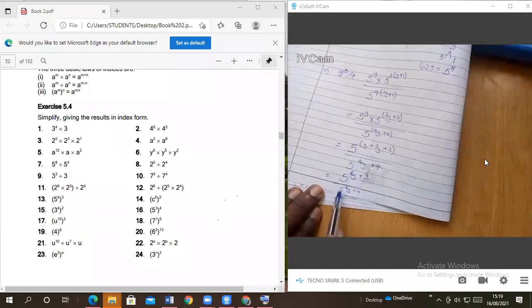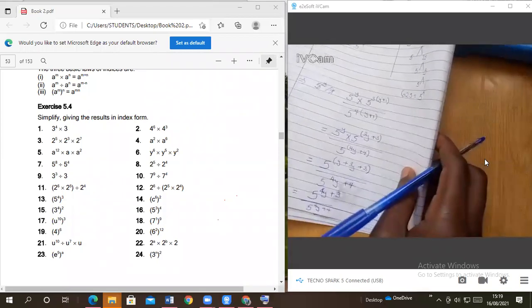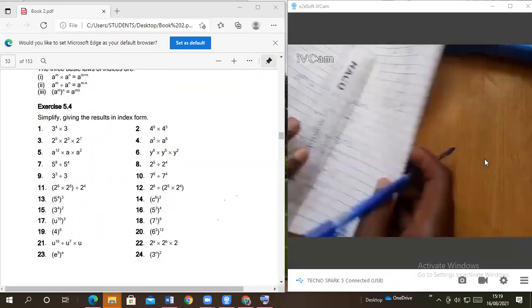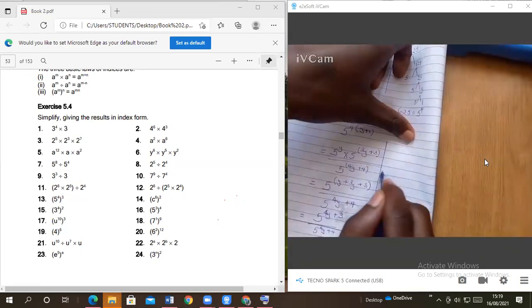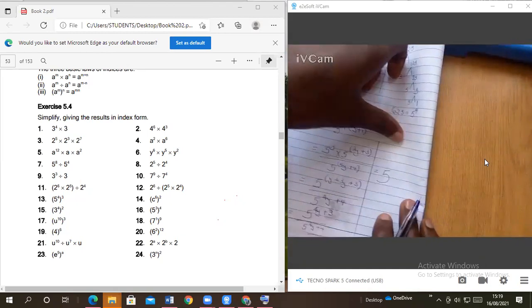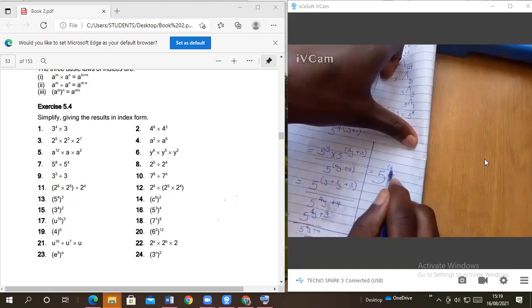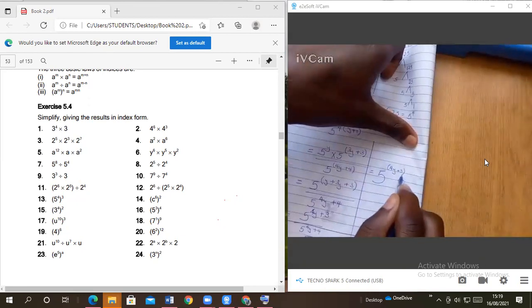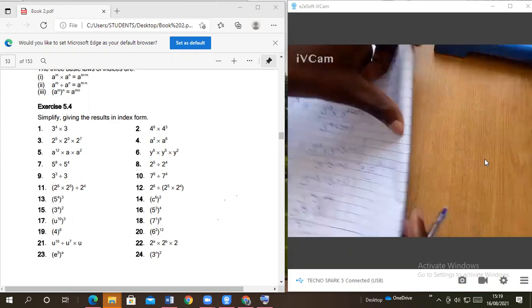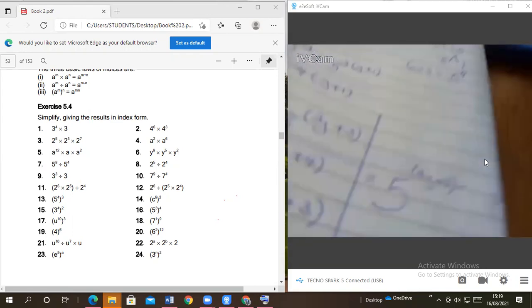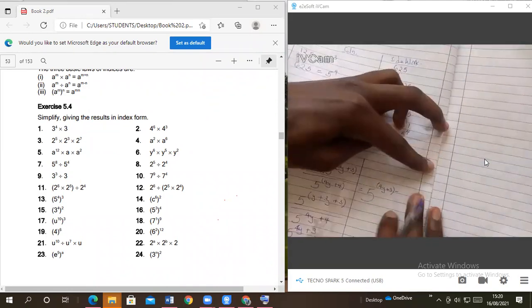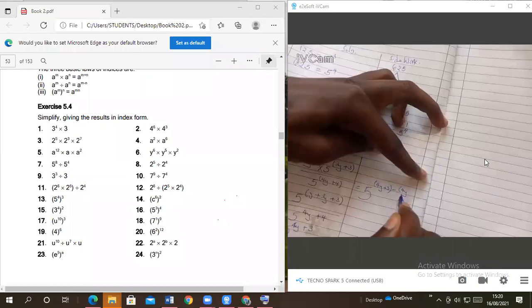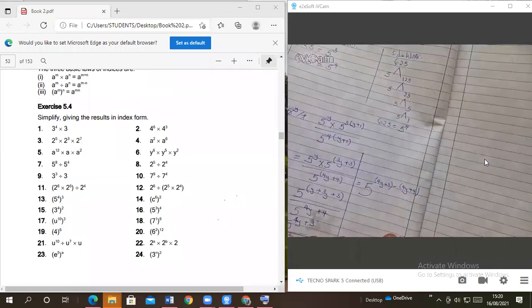You see that they still have the same base. So we shall go ahead and simplify it further. So which means in this case now we shall have 5 to the power 4y plus 3 minus, in brackets, 4y plus 4. Have you seen that?